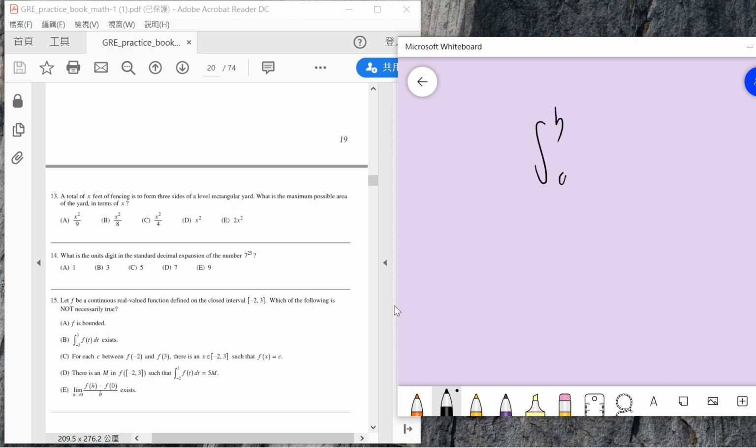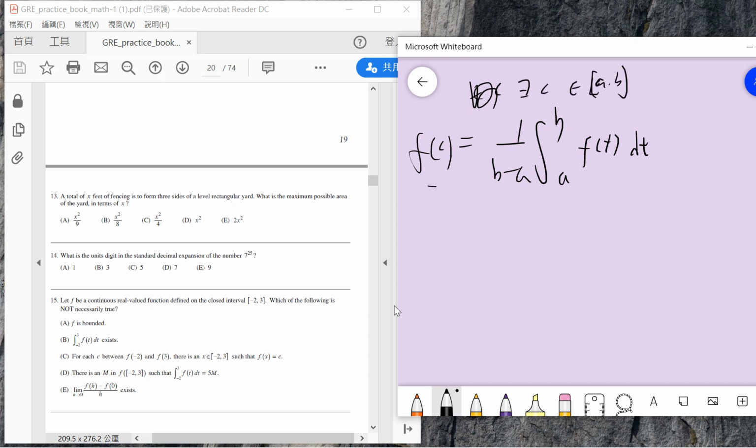Yeah, so basically, if it's a continuous function, that means there must be some point C inside here. I guess this can be proved basically like the mean value theorem. You can let G of x equal the integral from a to x of f of t, and then you use the mean value theorem, then you can prove this. So this is also correct.